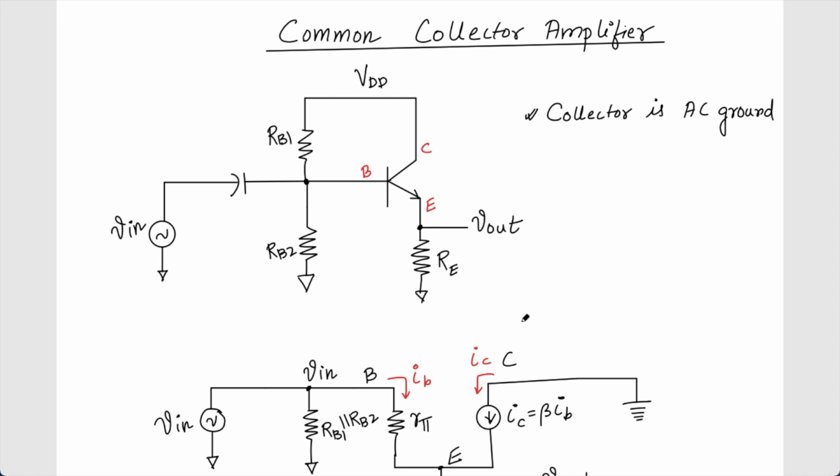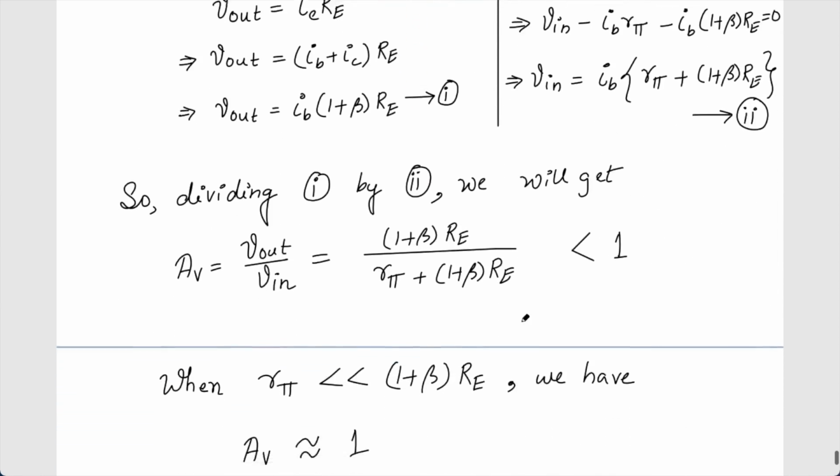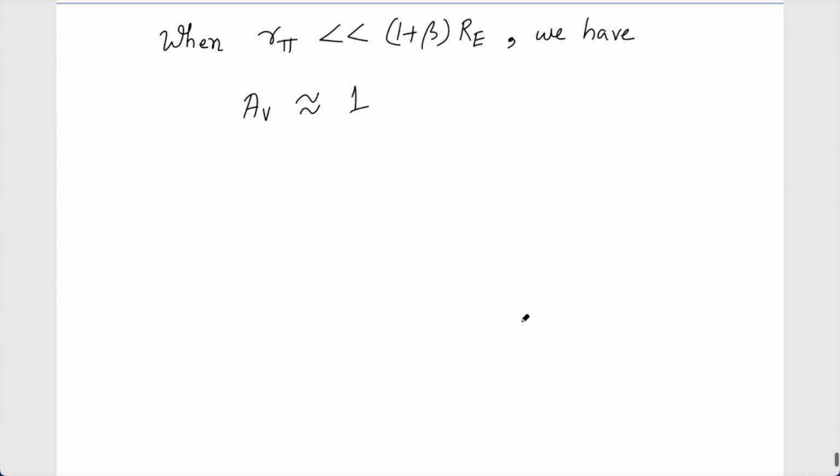Okay, so to understand the benefit of this common collector amplifier, that is, the advantages of this one, first we need to understand the input and the output resistance of this common collector amplifier. So now what we will do is we will try to get the equivalent model of the common collector amplifier. CC stands for the common collector amplifier.